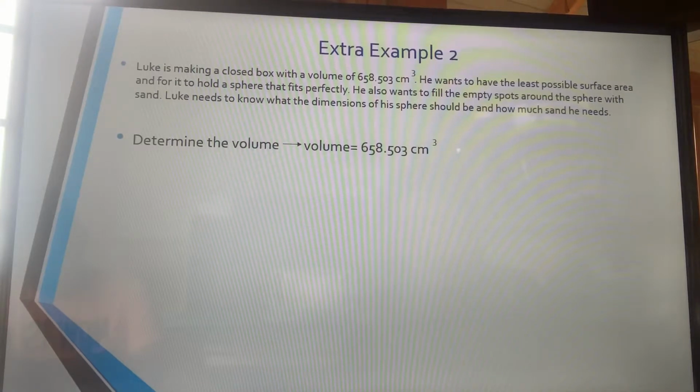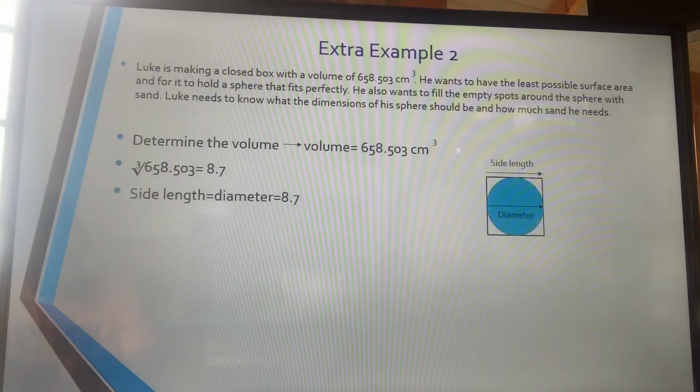First, determine the volume, which is 658.503 centimeters cubed. Next, cube root it to get one side length, which is 8.7 centimeters. Now, if the sphere fits perfectly into the box, then one side length will equal the diameter of the sphere.